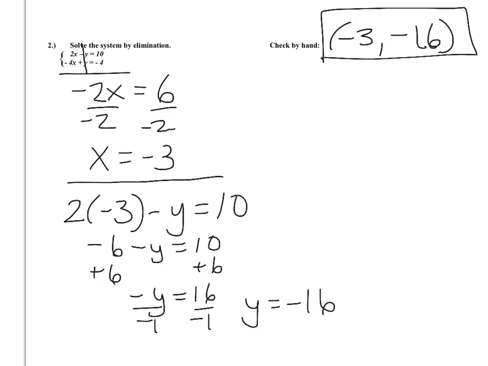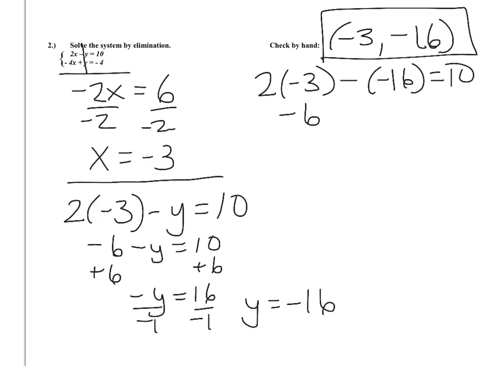So I'm going to plug it into the first equation. So my first equation is 2x minus y equals 10. So I'm going to do 2 times -3 minus -16 equals 10. And so 2 times -3 is -6. Well, minus a negative is plus, so -6 plus 16 is equal to 10. And I'm going to add and get 10 is equal to 10. So it works in the first one.